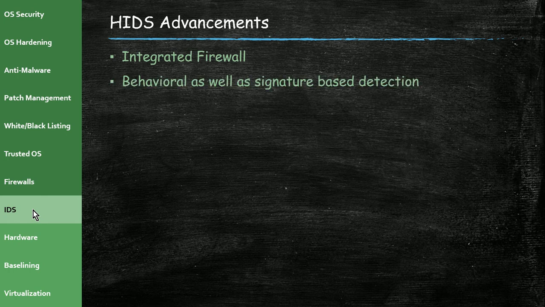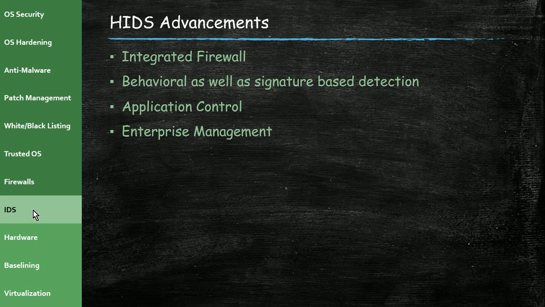So most of them have an integrated firewall. They can have behavioral as well as signature-based. Behavioral is just another term for heuristic. So when I talked about heuristic with antivirus, it's the exact same concept. They have application control. A lot of times they have enterprise management. In other words, from some console, you can manage it across the enterprise.